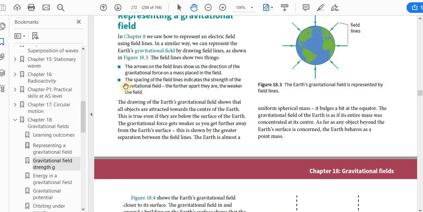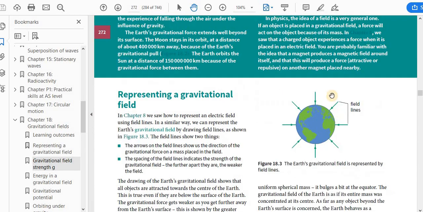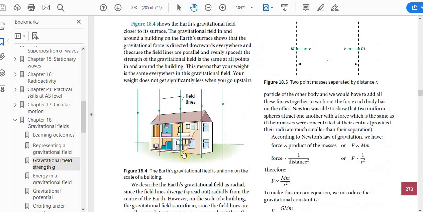Okay, and also in your book these bullet points are also very important. So this is the radial field, and here we have the uniform field. Now this is a gravitational field, so here we have a uniform gravitational field. If you consider close to the surface of the earth, the field lines are approximately parallel to each other, therefore we get a uniform gravitational field.